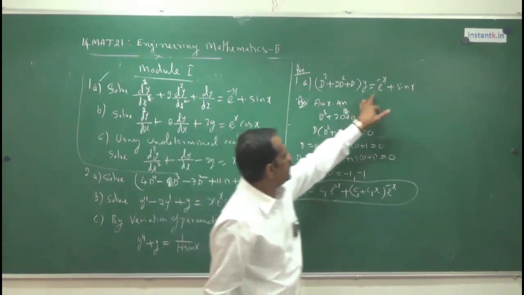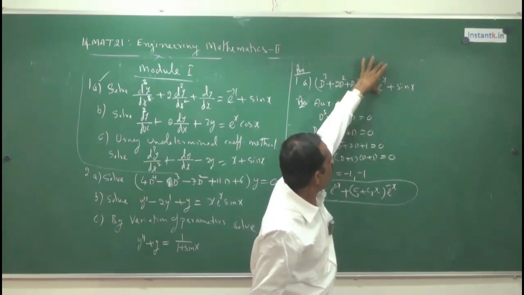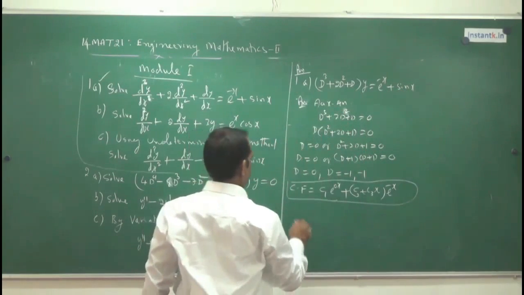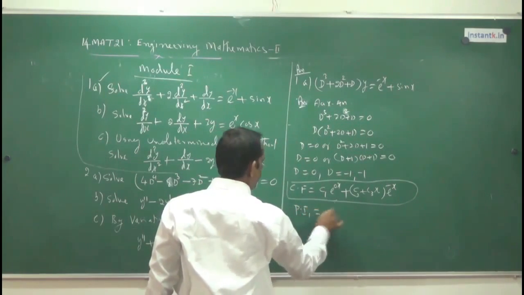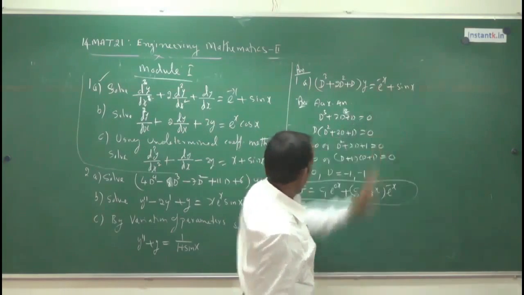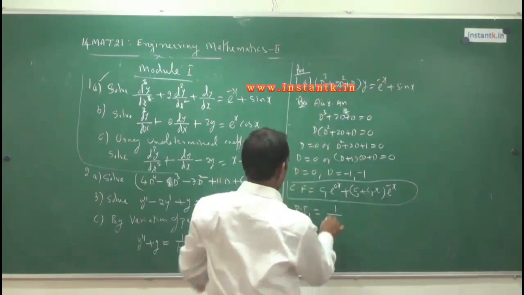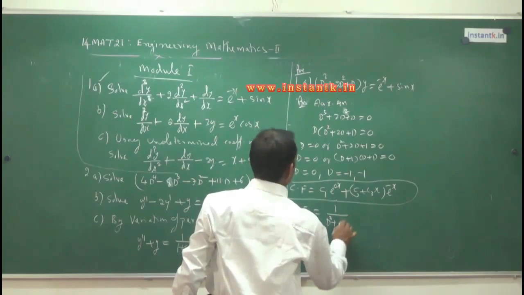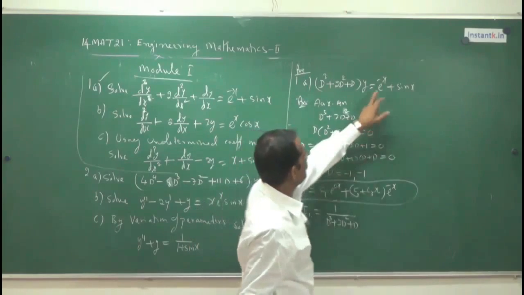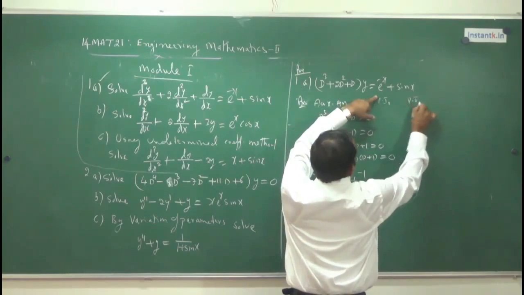To get particular integral, there are 2 terms. We shall find it separately. One is for e power minus x, another for sin x. We shall call them PI1 and PI2. So PI1 is, because there are 2 functions, PI1 is, what is the method? 1 by f of D. F of D first you have to write: D cubed plus 2D squared plus D, of this is PI1 I call, for this I call PI2.